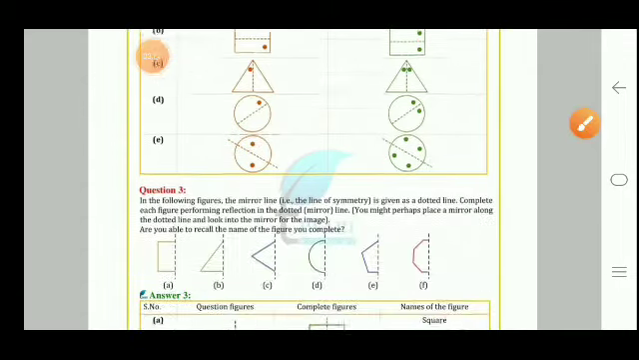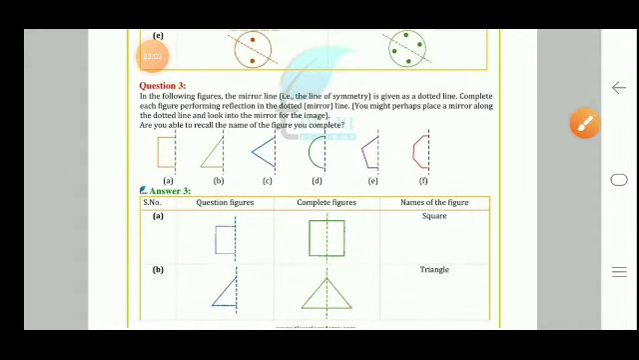Okay, then question number 3. In the following figures, the mirror line, that is the line of symmetry, is given as a dotted line. Complete each figure by reflecting along the dotted lines. You might perhaps place a mirror along the dotted line and look into the mirror image. So how to do it? Just look here.